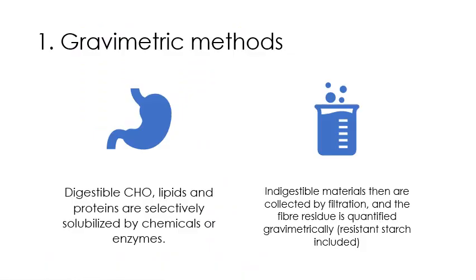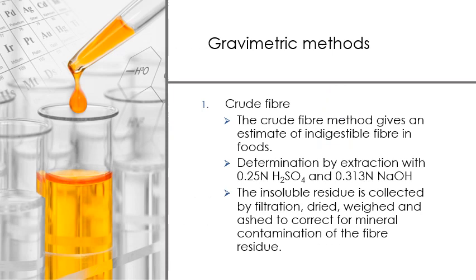amyloglucosidase. For gravimetric methods, first you need to digest all the starch, lipid, and protein. Then selectively solubilize by chemicals or enzyme, and then the indigestible material will be collected by filtration, and the fiber residue is quantified gravimetrically. Here, we also include resistant starch.